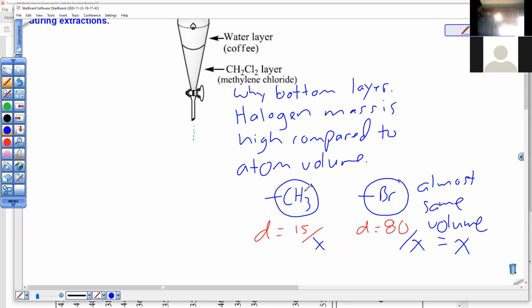1 carbon and 3 hydrogens weighs 15 grams per mole, roughly. And 79.9 for bromine is very close to 80. And yeah, it's going to be what, 5 times 15 is what, 75? It's 5 times heavier in the same volume. Guess what? 5 times as dense for this portion of the molecule, whatever it's attached to.